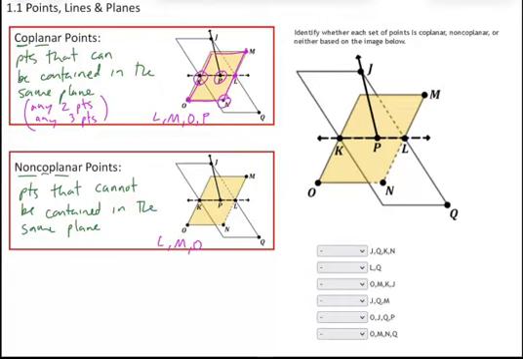points. But if I'm looking at this plane right here, again taking those same points, L, M, and O, I want to find a point that's not on that same plane. What I can see is J is not on that plane, Q is not on that plane. Those are the only 2 possibilities I have. So as long as I choose either J or Q, that's going to be my set of non-coplanar points.